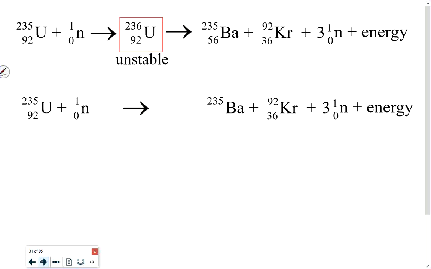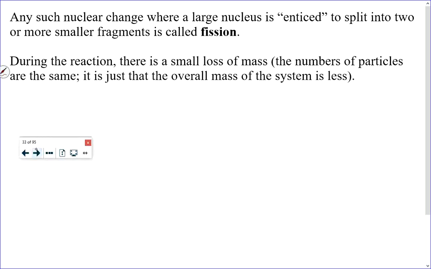Some people have a hard time understanding that fission is breaking apart. Think of the word fizz. When I pour Coke over some ice in a glass, it fizzes. The pieces of the Coke come out. It's breaking apart. So any nuclear change where we poke a nucleus, usually with a slow-moving neutron, that causes that larger unstable nucleus to split into smaller fragments is called fission.